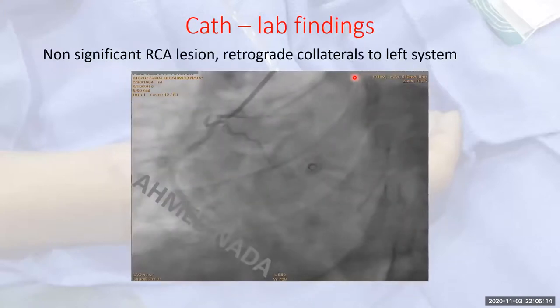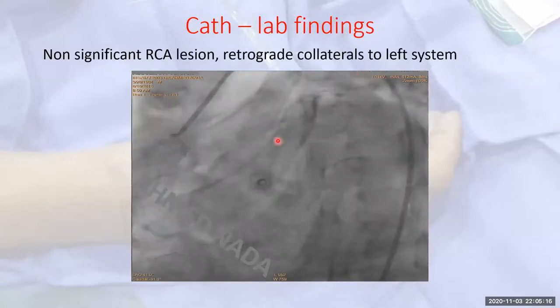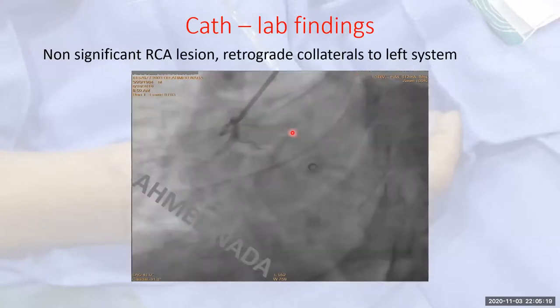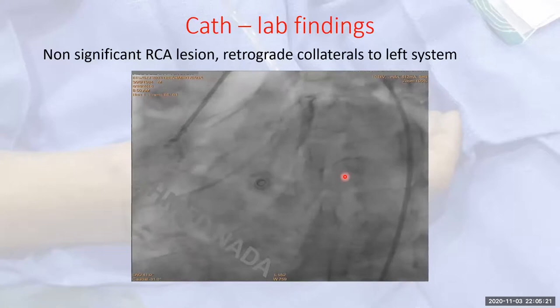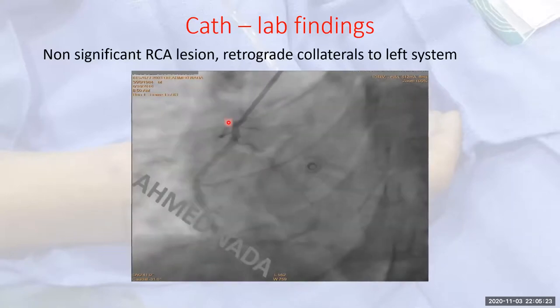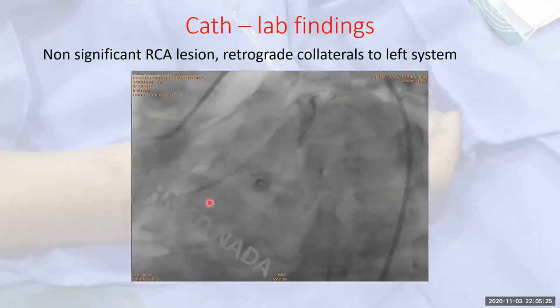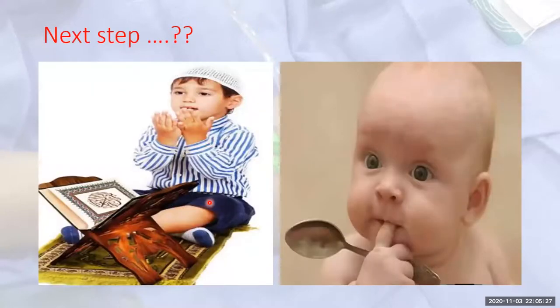This is the right, and you appreciate that there are retrograde collaterals coming to the left system, while the right system has no significant lesions. So please, waiting for your decision. I want to share knowledge with you, please.